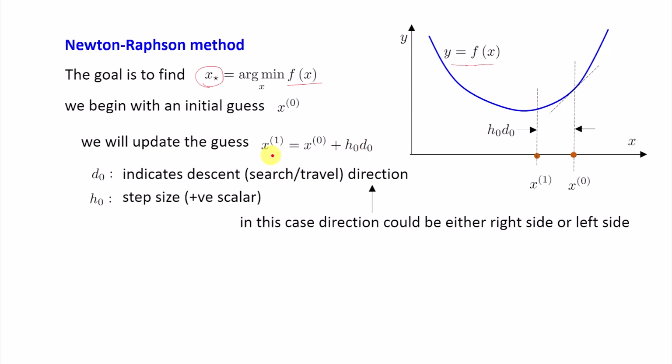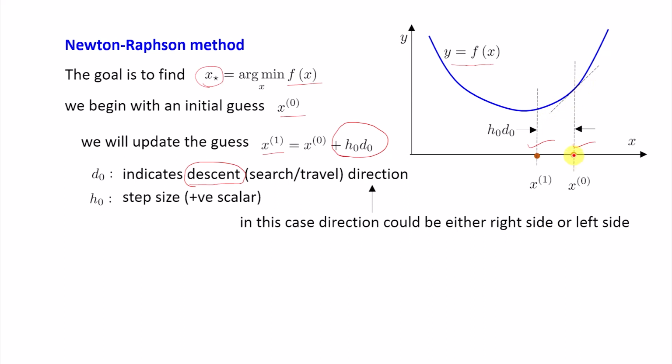To update this x0, we go up to x1 by adding h0 d0 to x0. So from here we have come up to here. The difference between these two points is h0 d0. So d0 is the descent direction, that is, which direction we are coming down. We are on this function and we are coming down toward the minimum. So which direction will we go?